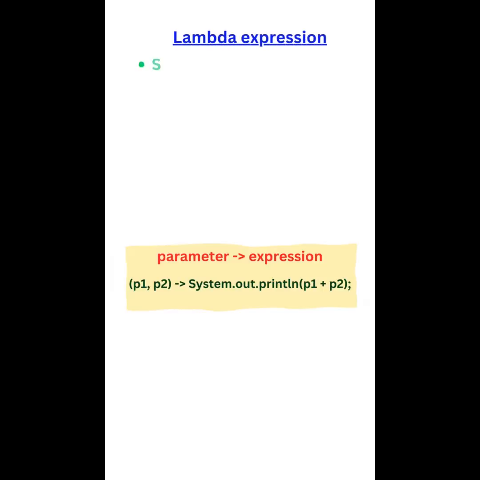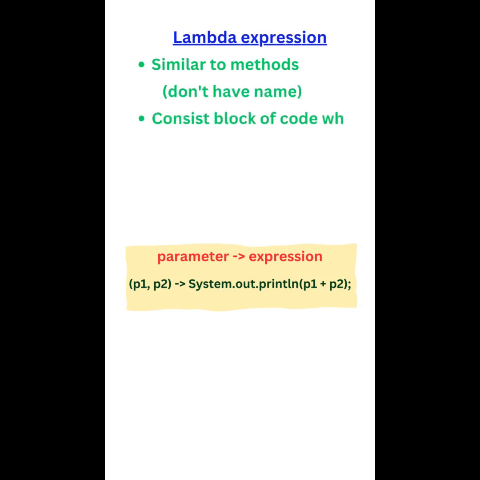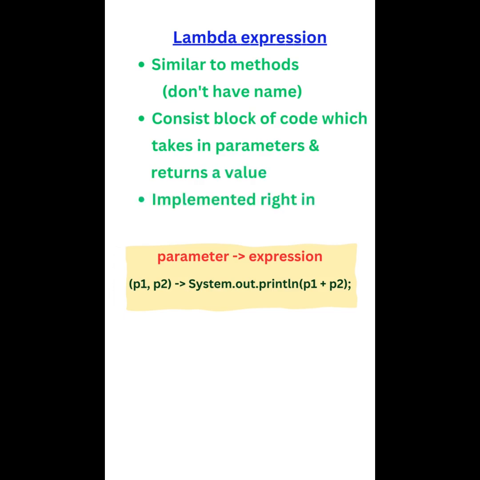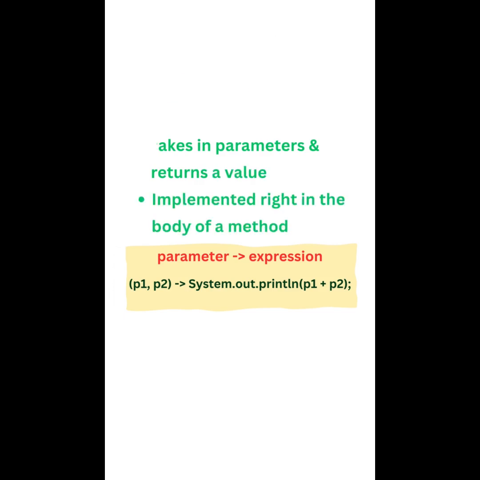Lambda expressions are similar to methods, but they don't have a name. It consists of a block of code which takes in parameters and returns a value. It is implemented right in the body of a method. Here we have a lambda expression with 2 parameters that performs a math operation.